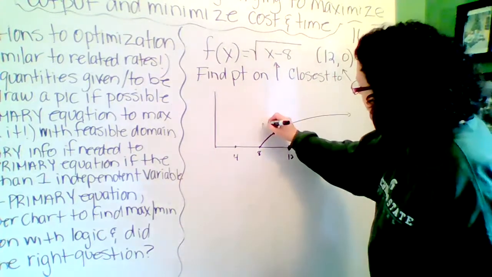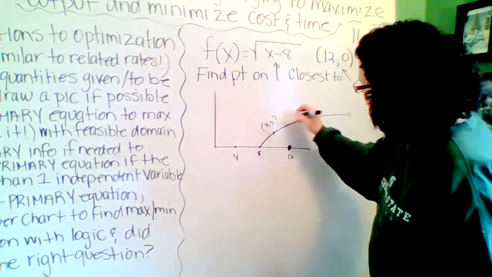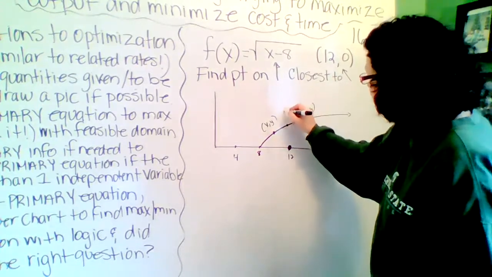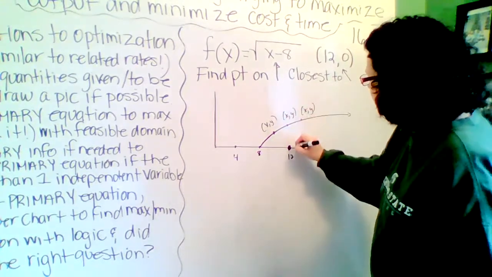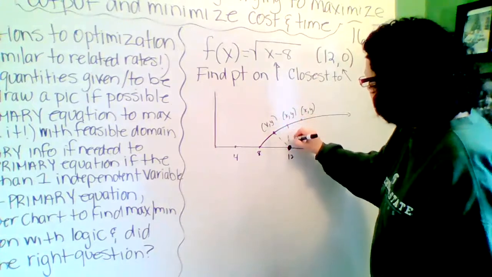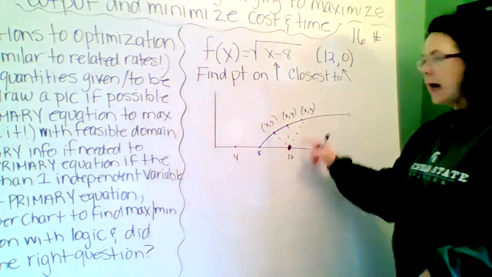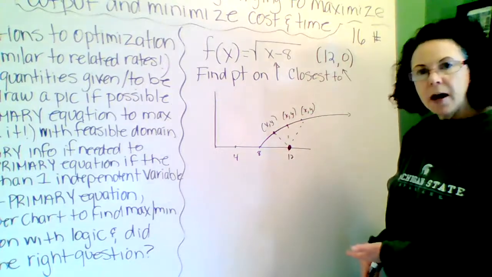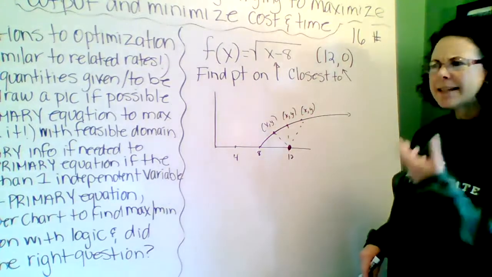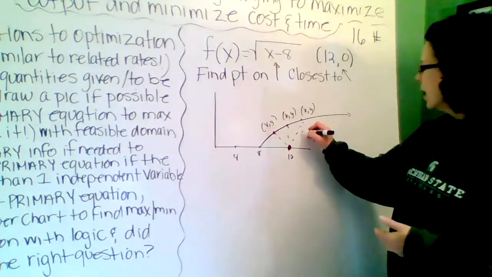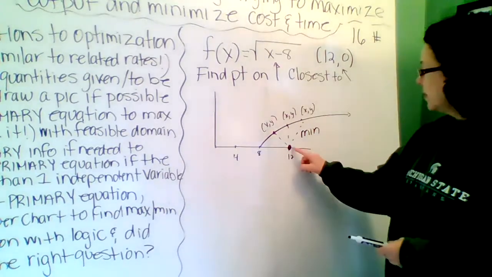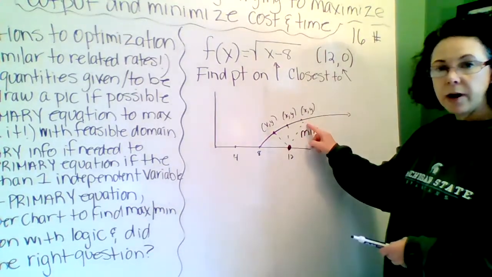Like, would it be here? Would it be this XY point? Would it be this XY point? Would it be this XY point? Which one of these, if I drew the line connecting to the point on the function, would be the smallest? So what is it that I'm trying to do? What I'm trying to do is minimize the distance from this point to a point on the graph.